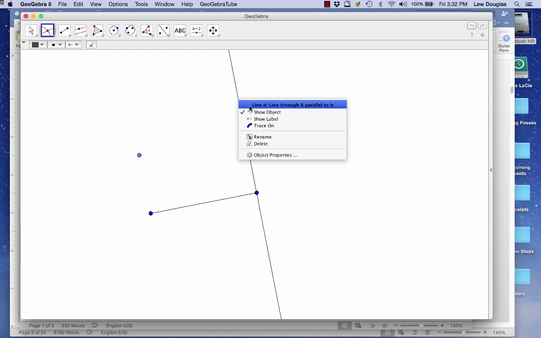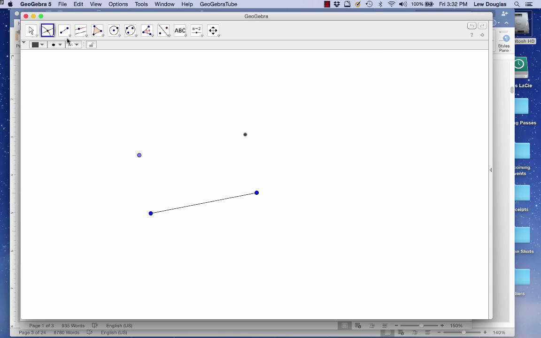Okay. And now I'm going to use the segment tool, which is here, and connect the points. So there's one, there's another, there's another. This is a rectangle. If I wanted to measure its area, I could use the polygon tool with those points and make it that way. I would like to label my rectangle, at least the points.